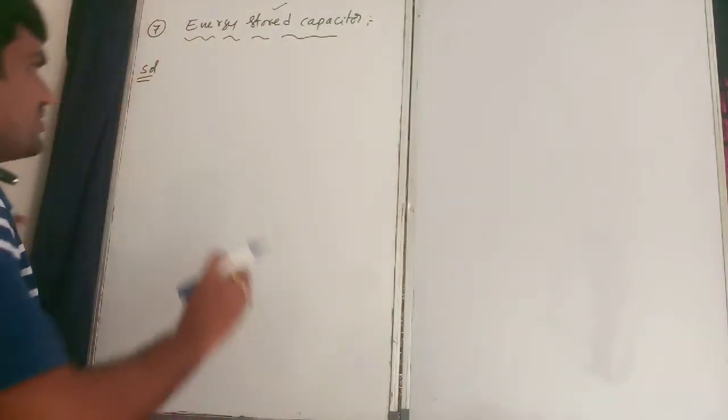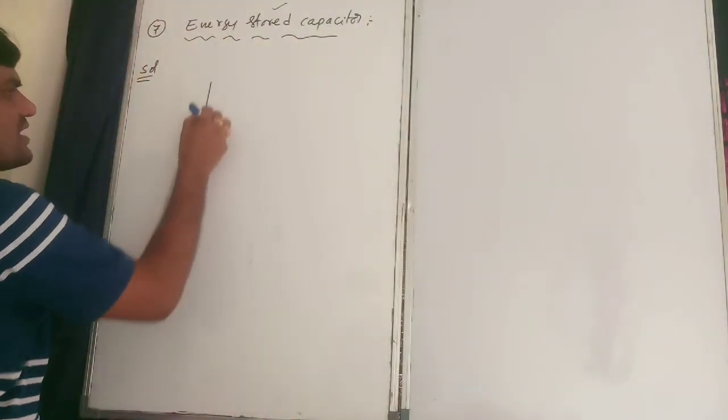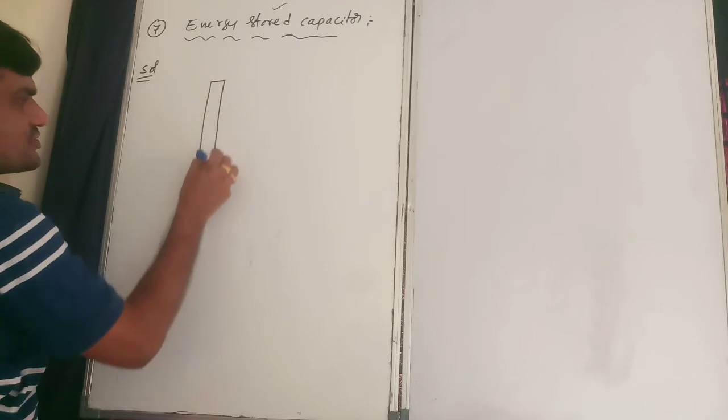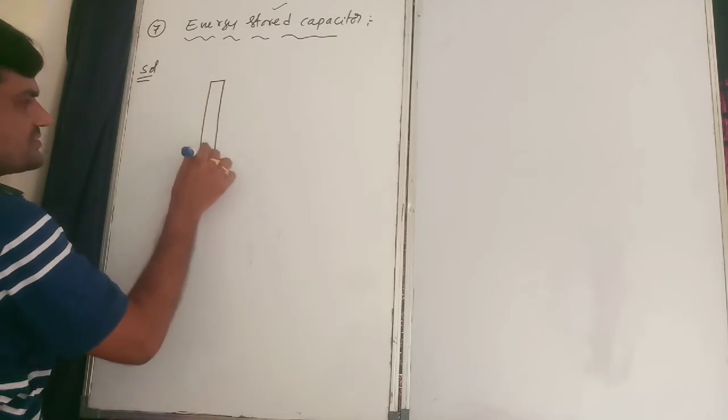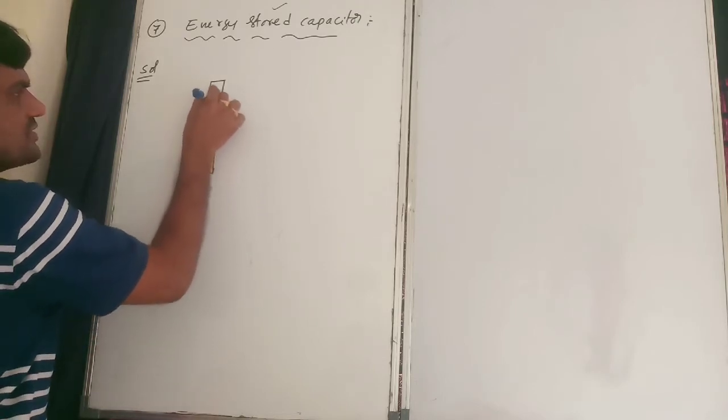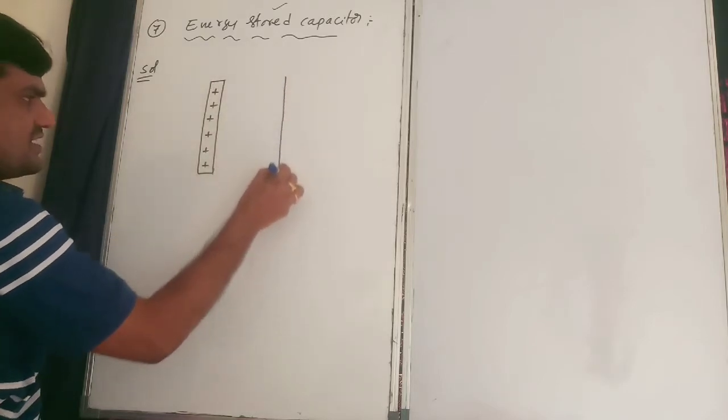So what is that meaning? For example, here I have one plate. This is the positive plate, the positive conductor. This is the negative conductor.